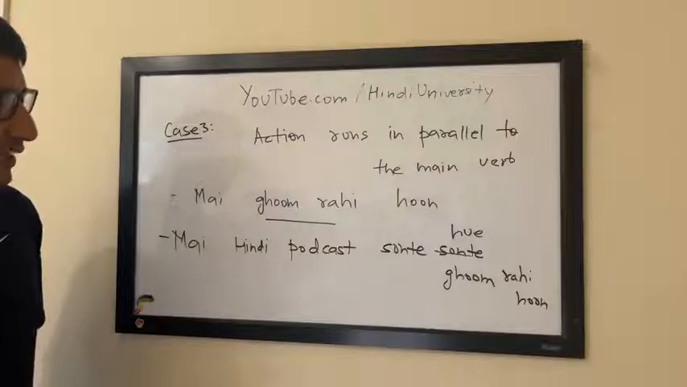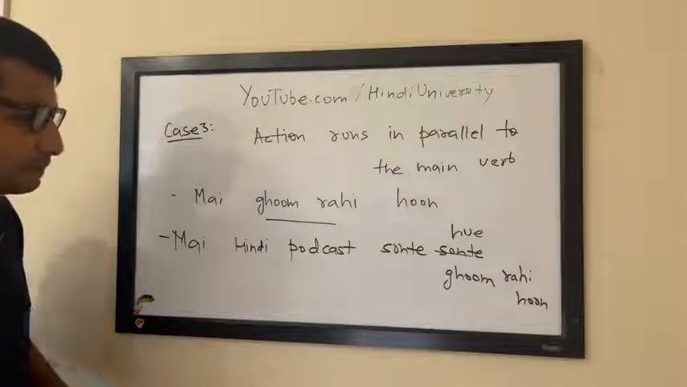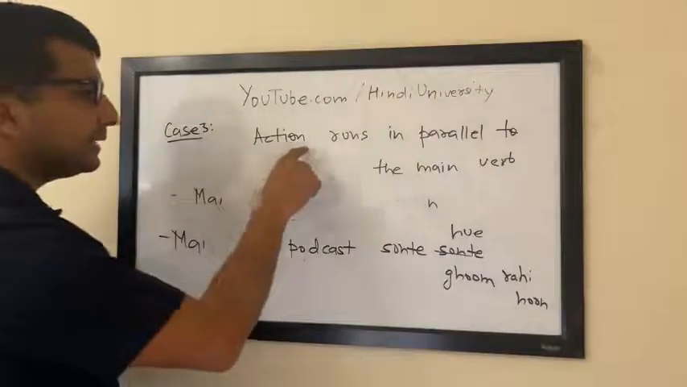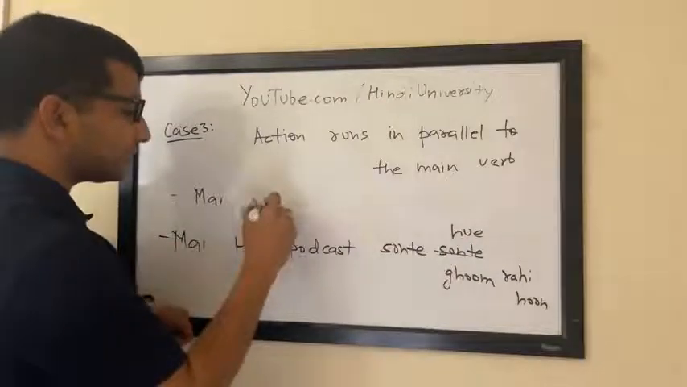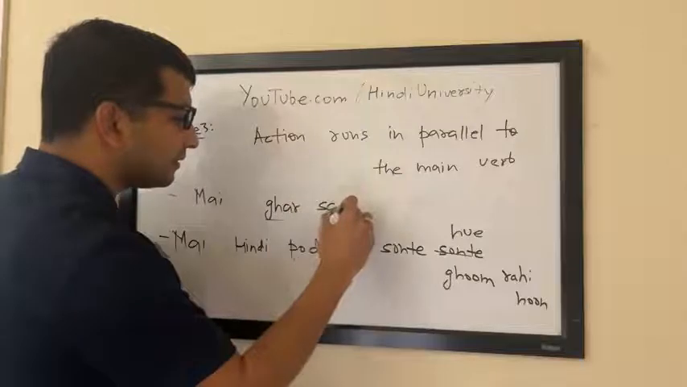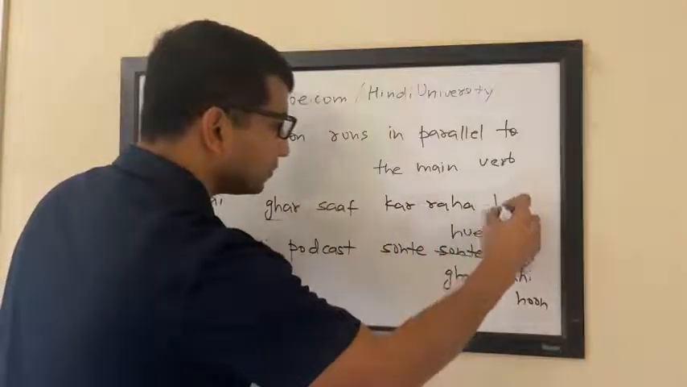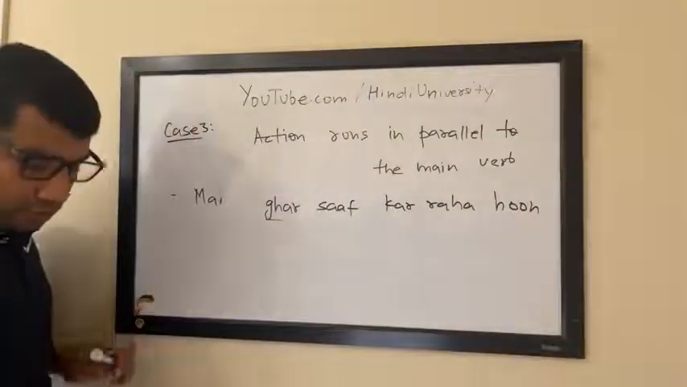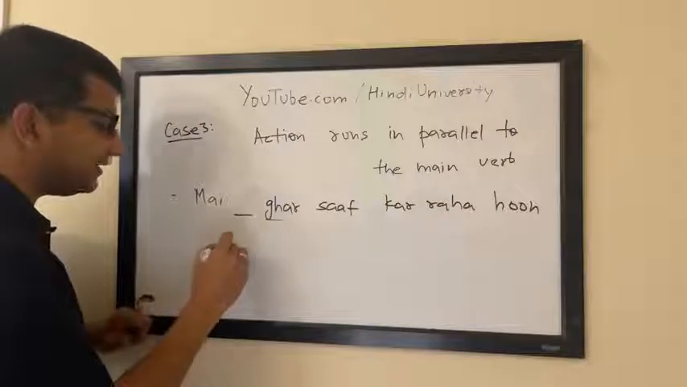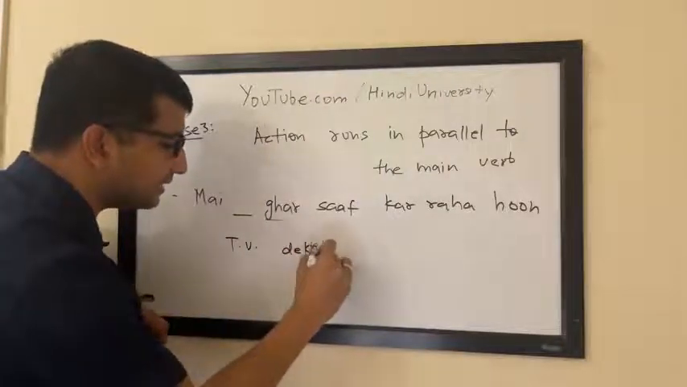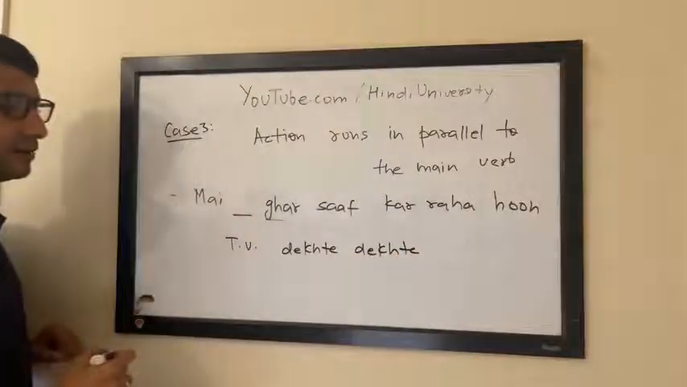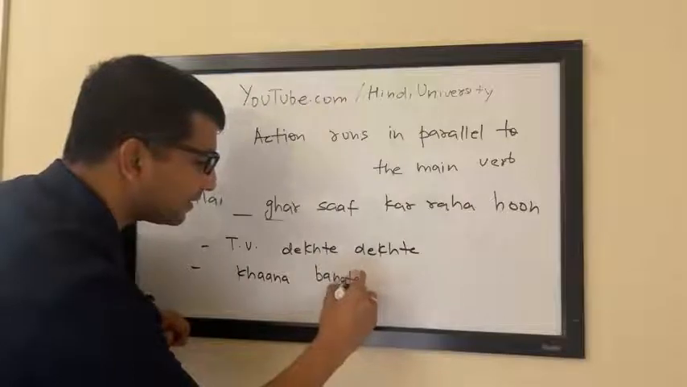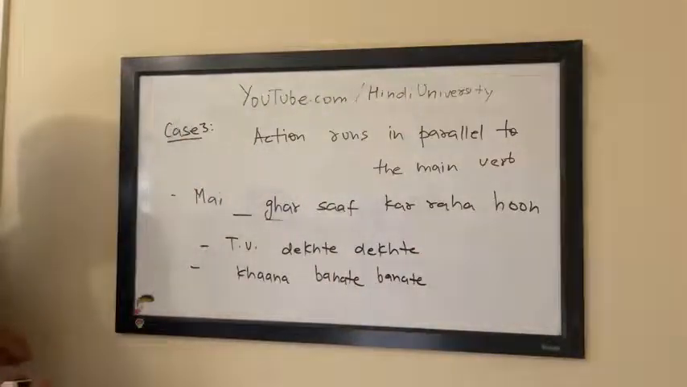Yeah, right. Similarly, let's say the main activity is... I'm just doing case 3 again. You have a main verb, which is मैं घर साफ कर रहा हूँ. I'm cleaning the house, right? The activity that is running in parallel, let's say you want to do something in parallel to that, like TV देखते देखते घर साफ कर रहा हूँ. Okay. मैं खाना बनाते बनाते घर साफ कर रहा हूँ.